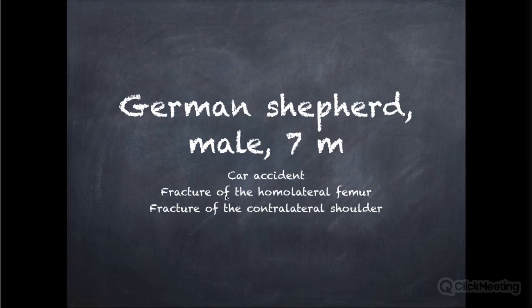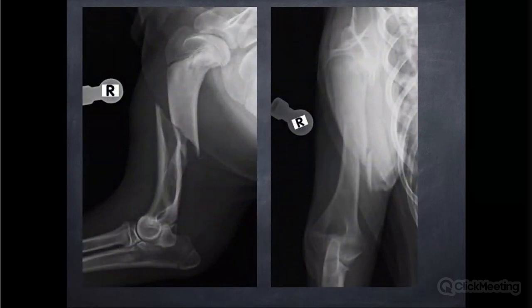So we had this patient, with a fracture of the homolateral femur and a fracture of the contralateral shoulder. So we needed a very prompt return to weight bearing of this right front limb, because otherwise he was not in the condition to stand or to walk or anything.